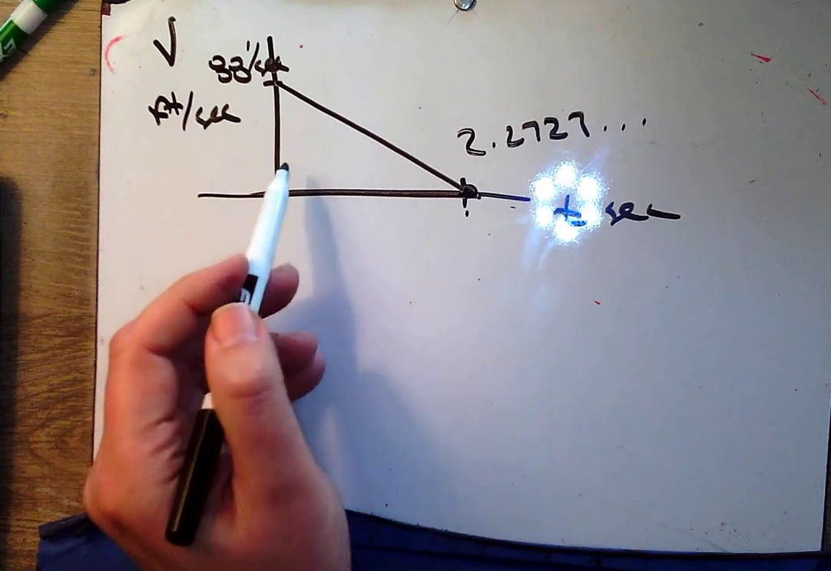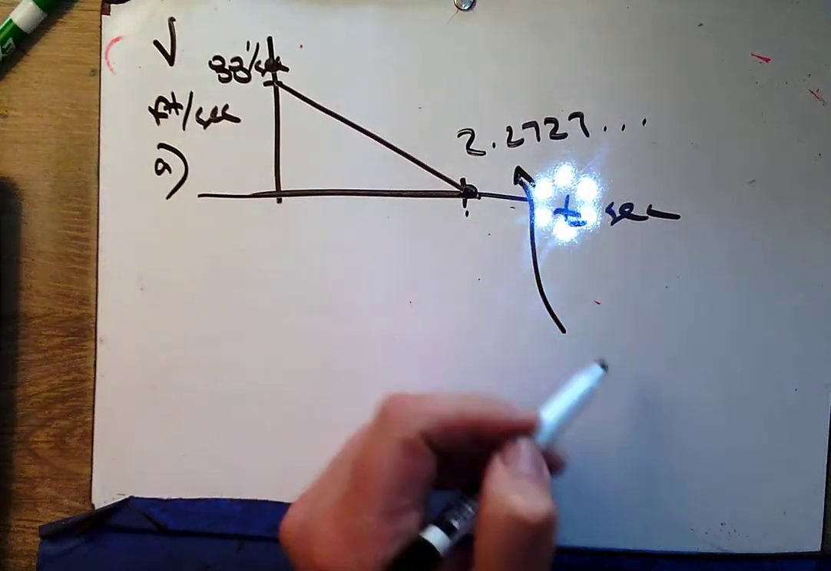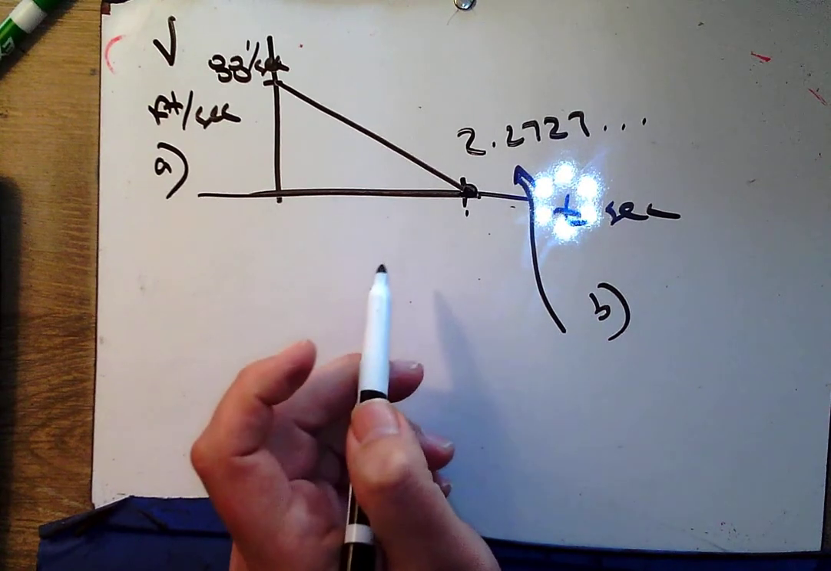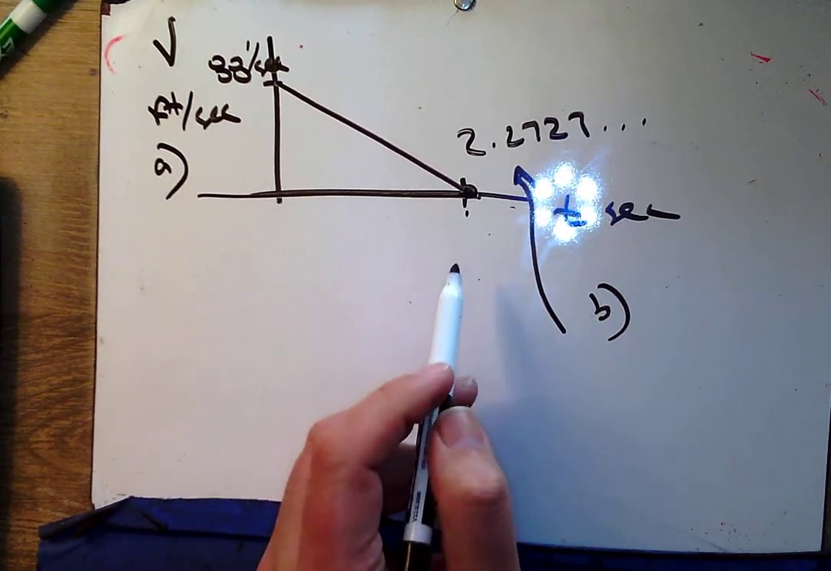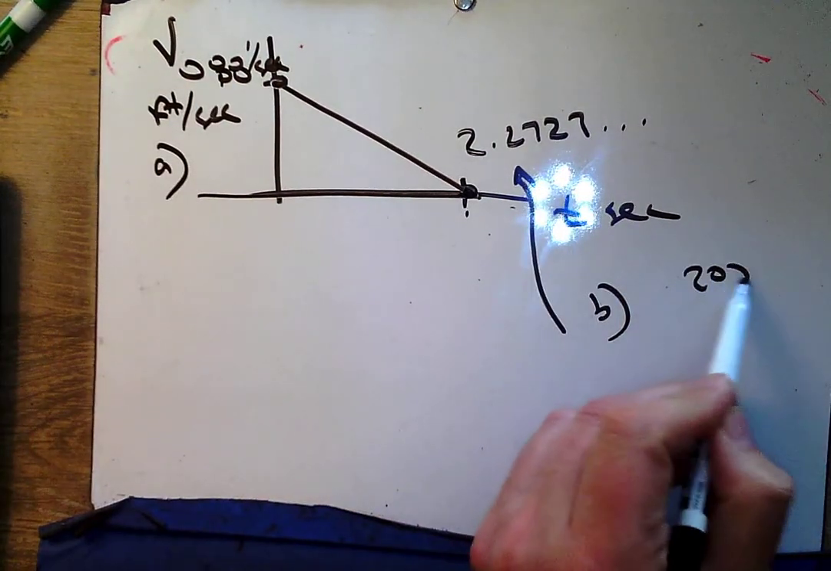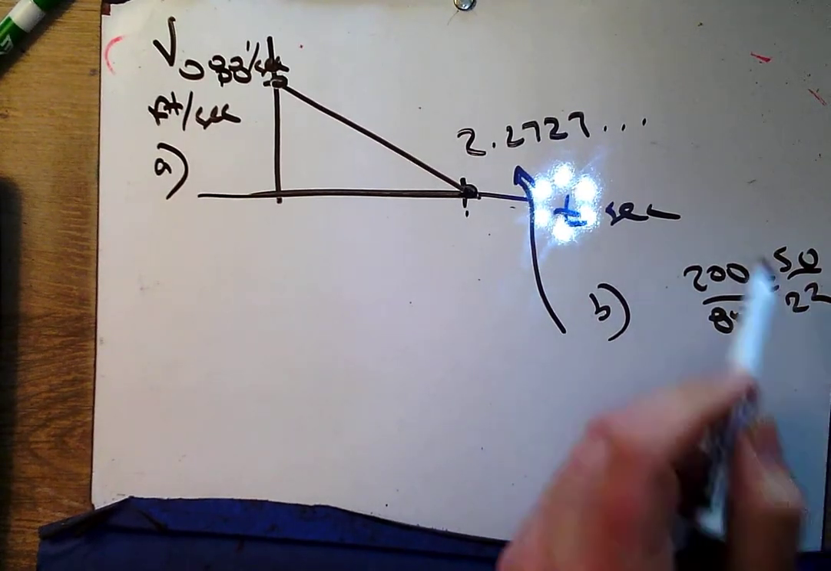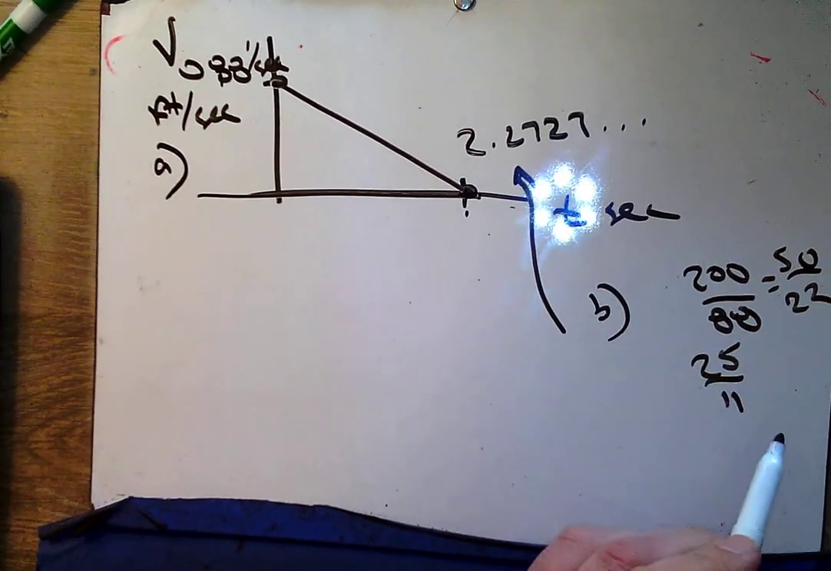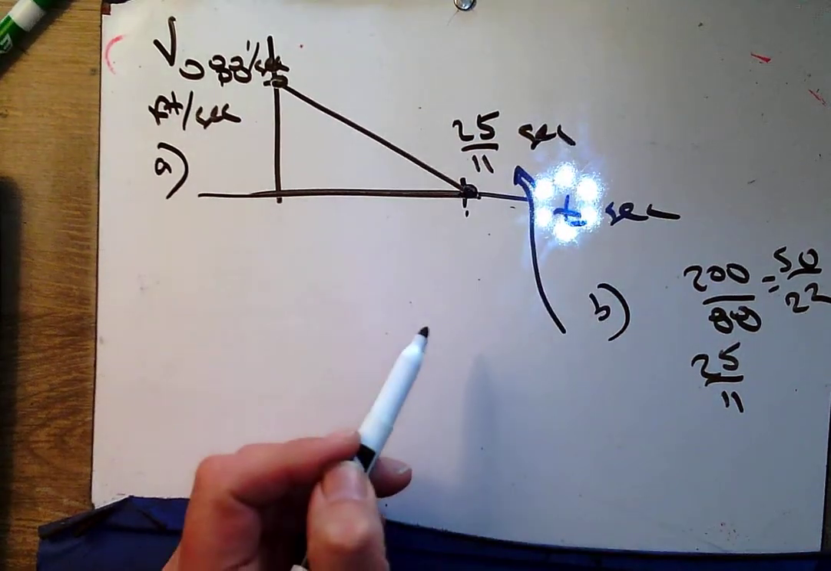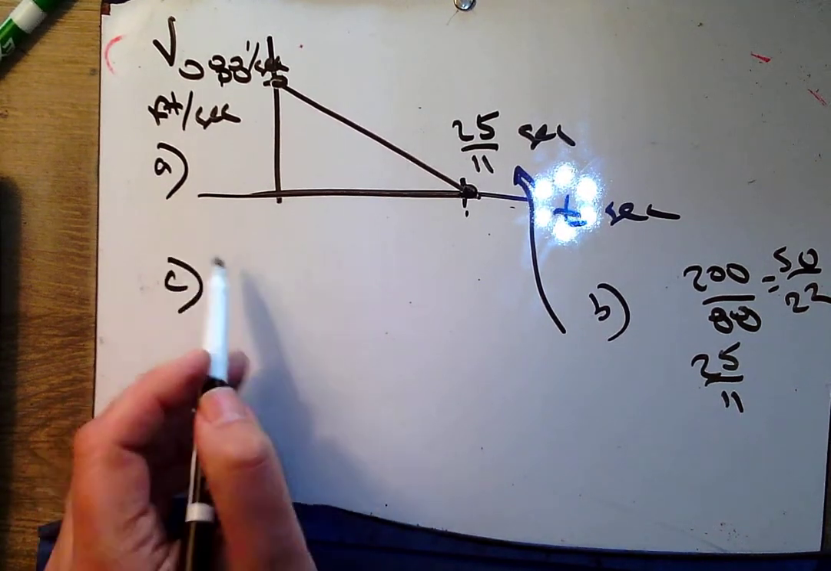Okay, sketch velocity graph. There it is. That's part A. Part B, find the time it takes to stop. Find the car's deceleration, and don't forget to include units. Oh, well, so we've got this ordered pair. I feel like this 200 over 88 is 50 over 22, or 25 over 11. 25 over 11 seconds.